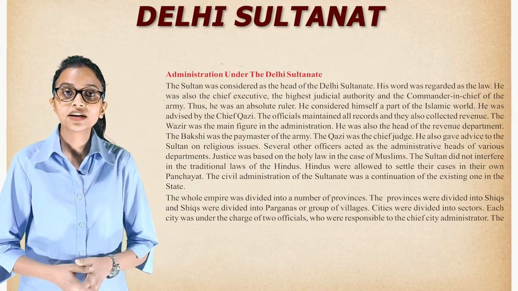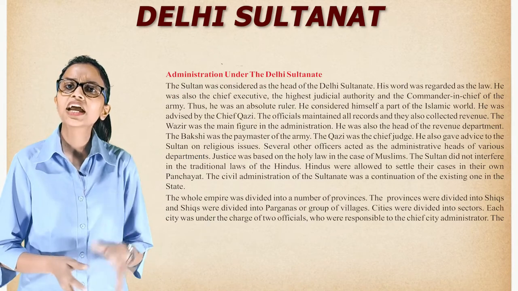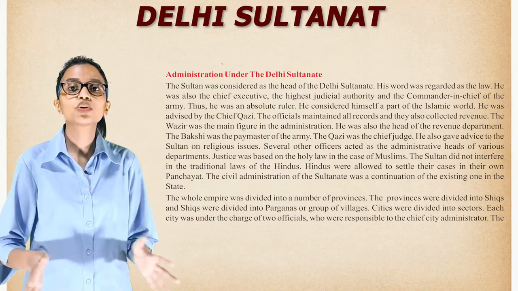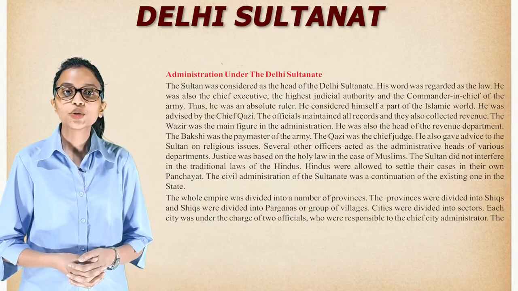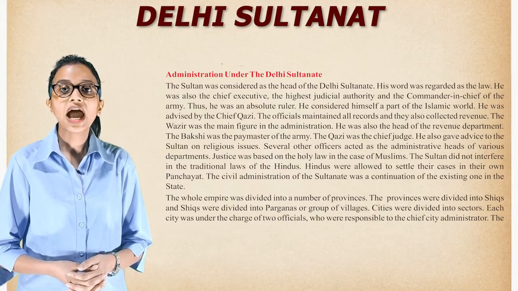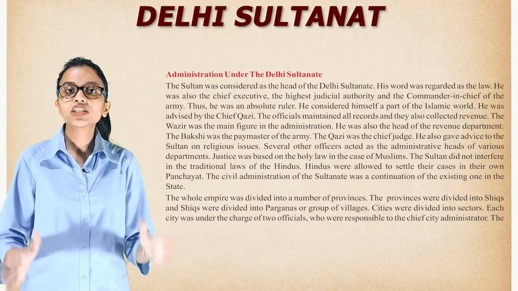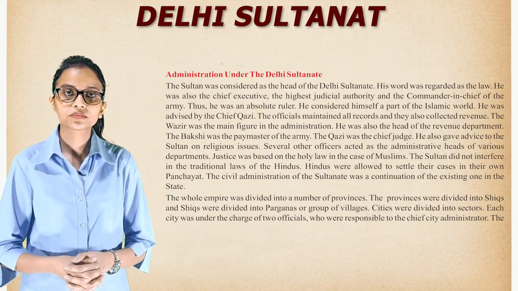Administration under the Delhi Sultanate. The Sultan was considered the head of the Delhi Sultanate. His word was regarded as the law. He was also the chief executive, the highest judicial authority, and the commander-in-chief of the army. Thus, he was an absolute ruler.